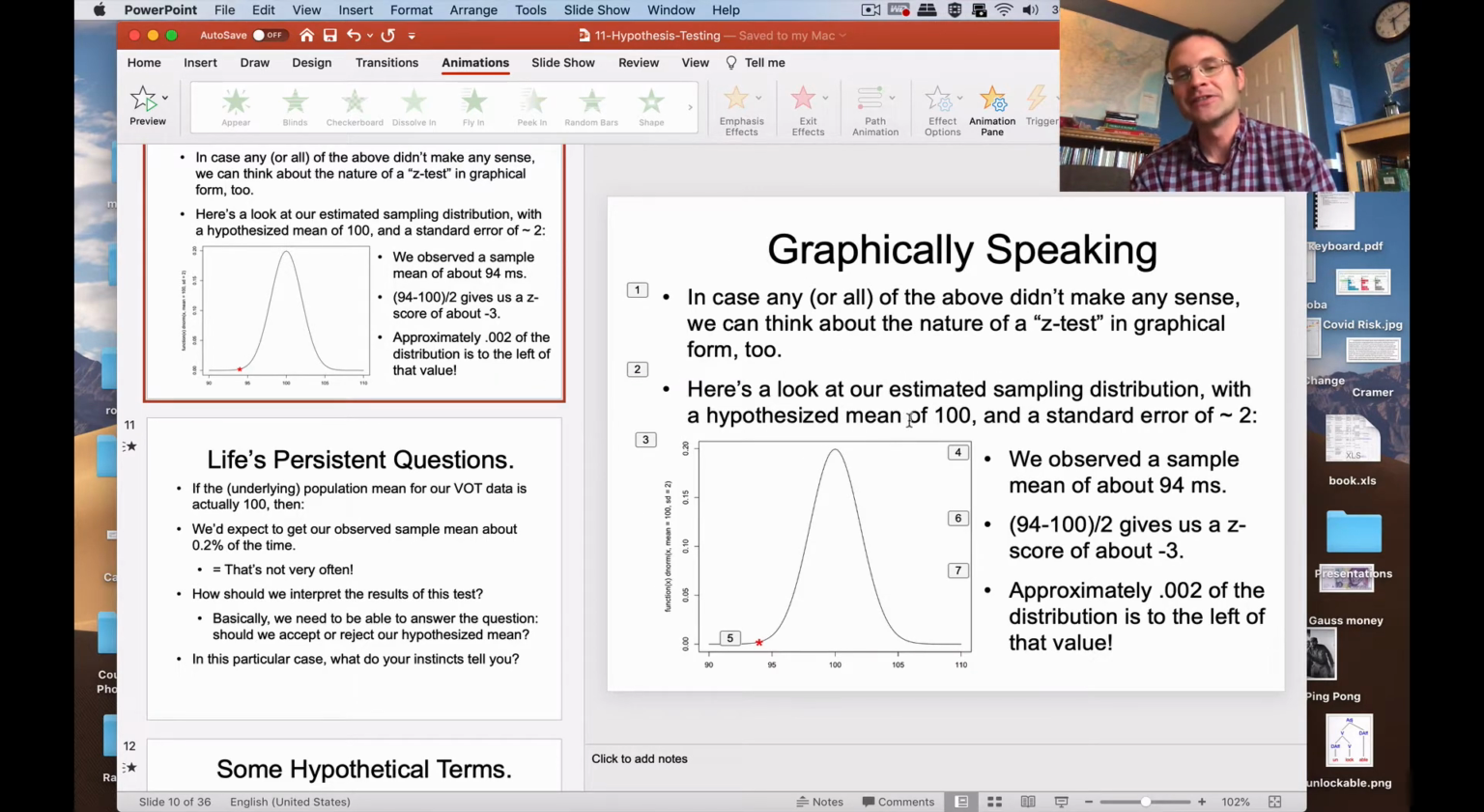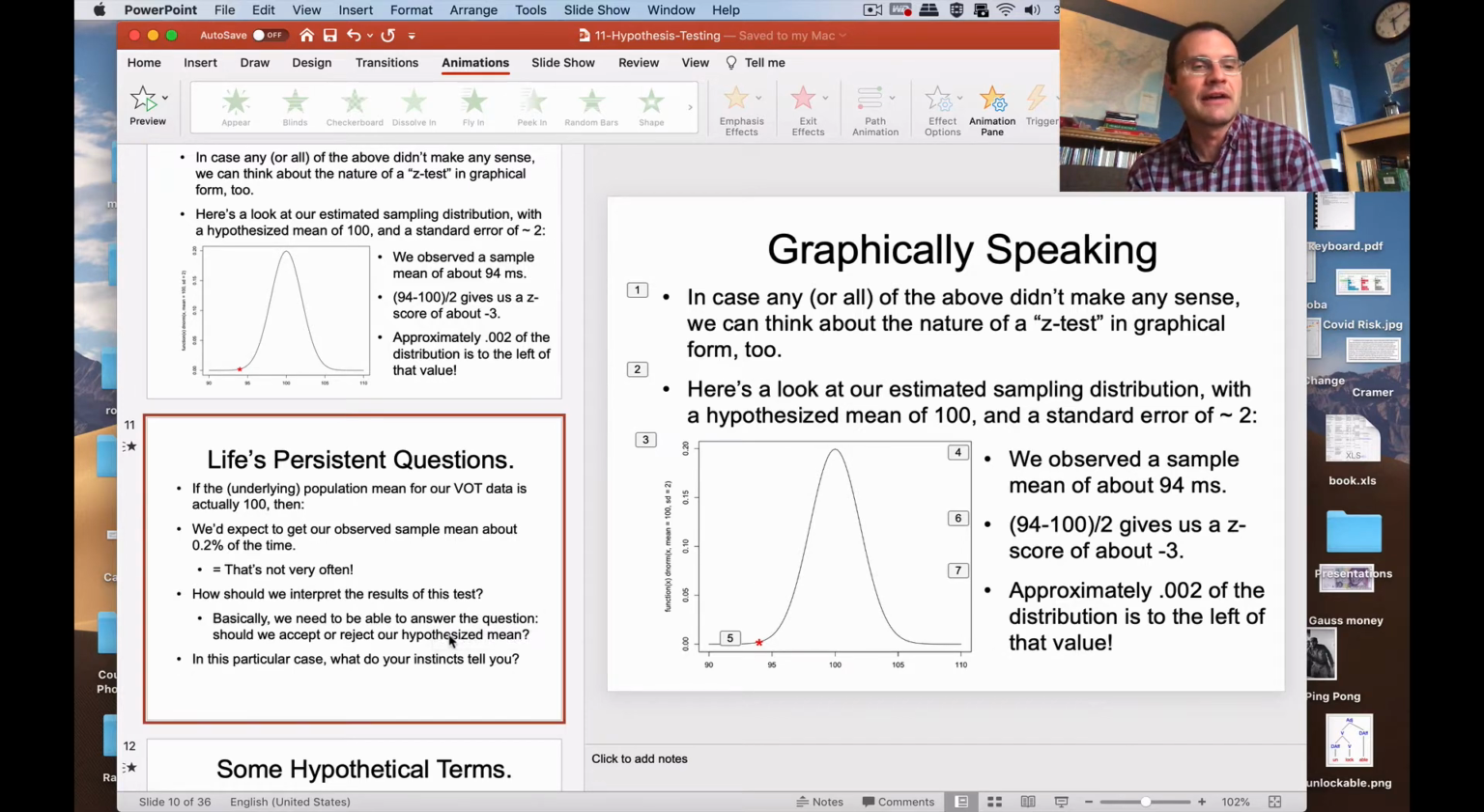We hypothesized that we had a mean VOT of 100 milliseconds for aspirated stops, and we found out for this particular group, we actually found a sample mean of 94 milliseconds of VOT for the aspirated stops that they produced. And when we did the math, or the stats, I guess you could say, we calculated a z-score of about -3 for that sample mean based on this hypothesized sampling distribution. And if you convert that to a probability for a normal distribution, you find that about 0.2% of the distribution is to the left of that value.